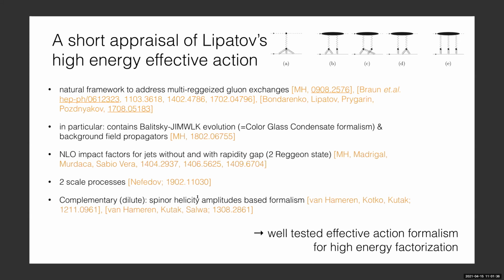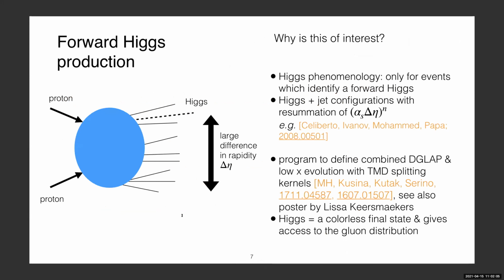And then also there exists a complementary formalism, the spin helicity amplitudes, which allow us to calculate this kind of amplitude in high energy factorization, in a certain dilute region, in a very efficient way. So in the end, I think it is fair to say that it's a well-tested effective action formalism, an economic and good way to start using this kind of amplitudes within high energy factorization. So what I'm going to talk to you about today is a very particular process.